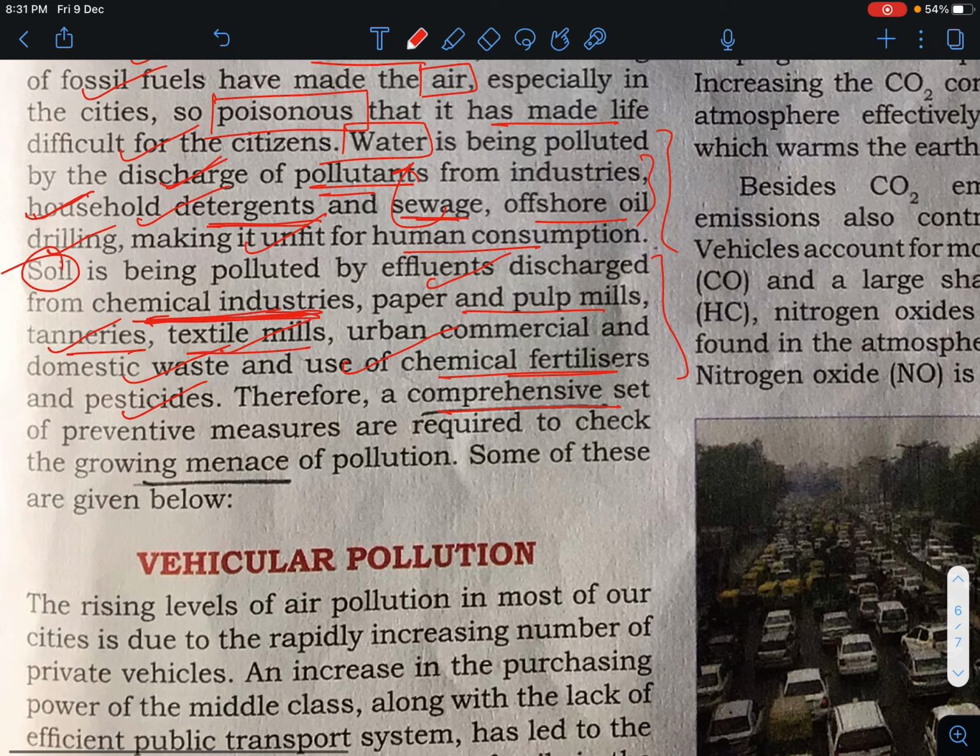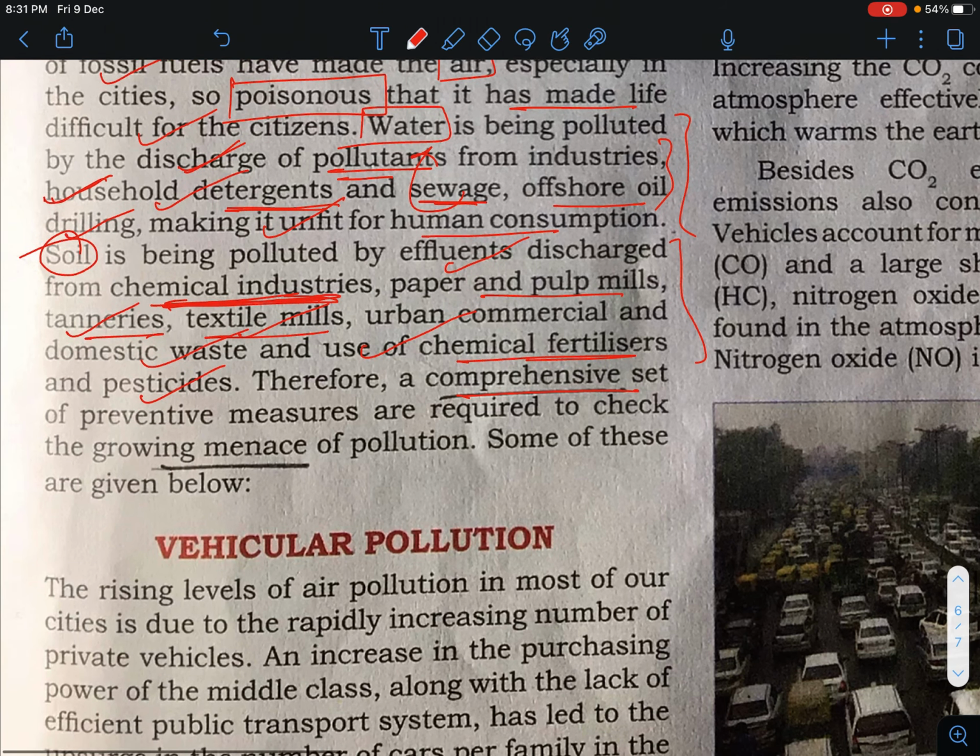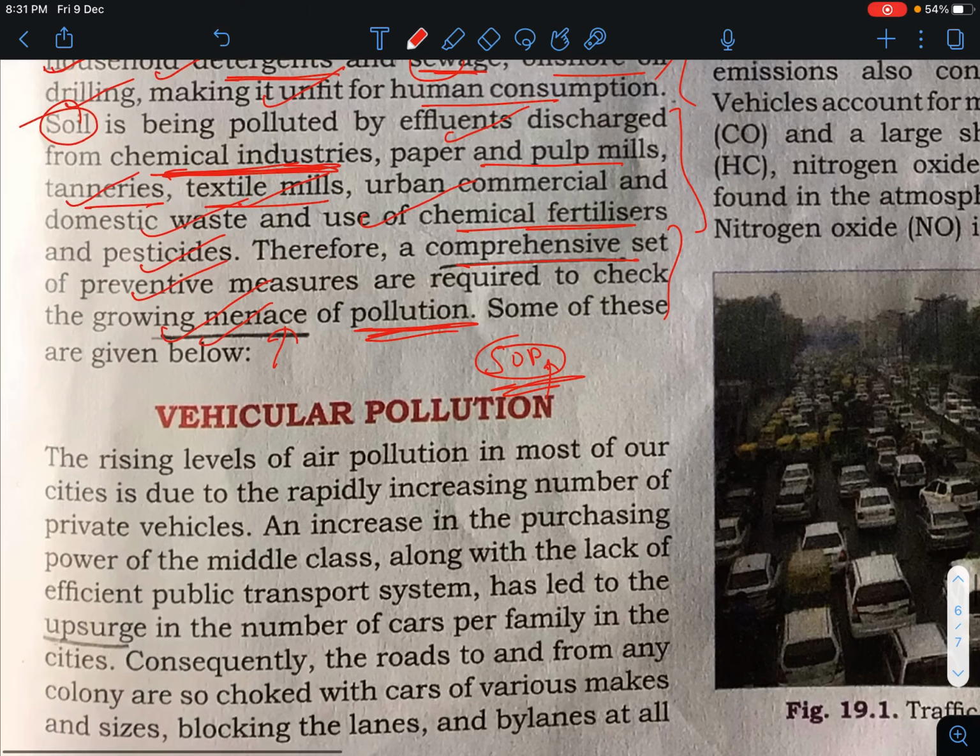Therefore, a comprehensive set of preventive measures is required to check the growing menace of pollution. So we need a comprehensive set, a particular SOP, a standard operating procedure, in order to check the growing menace of this pollution. Some of these are given here.